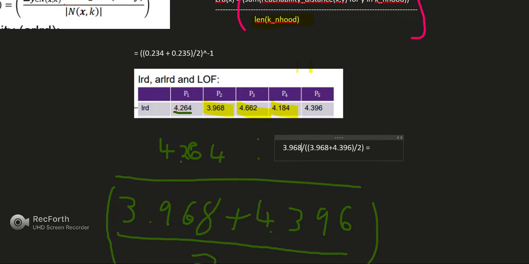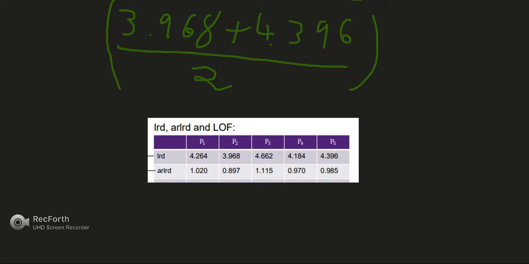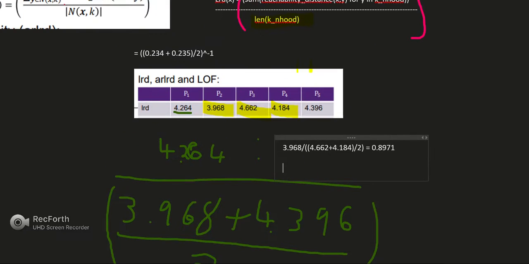So what we get is 3.968, 4.662, 4.184, all of that divided by 2, and equals 0.8971. And what does our answer think? Perfect. Okay. Now you know how to calculate average relative local reachability density.